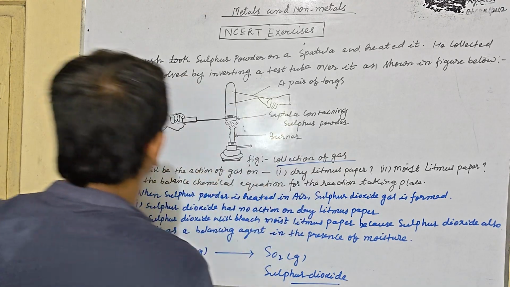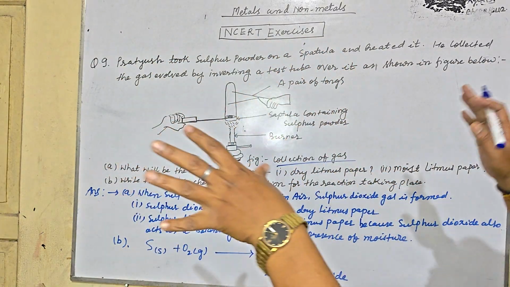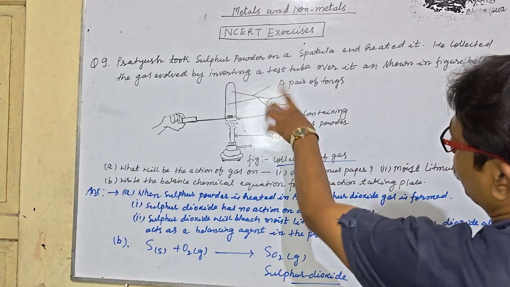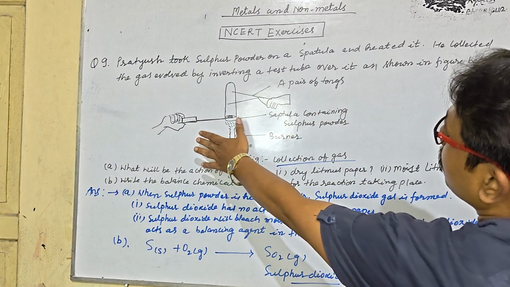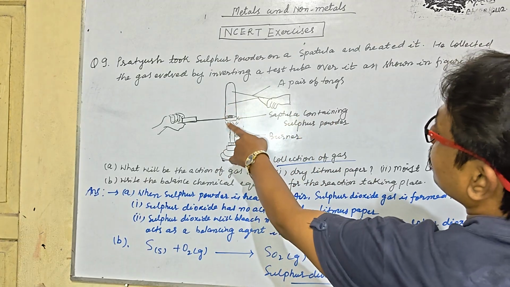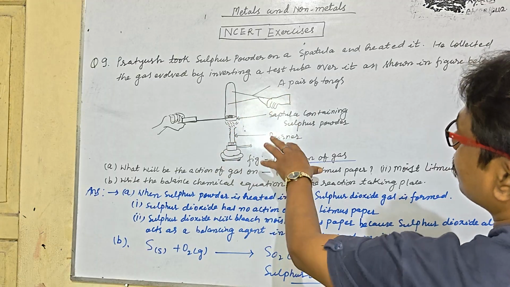So my dear student, this is all about the question. Pratyush took sulfur powder on a spatula and heated it. He collected the gas evolved by inverting a test tube over it, as shown in the figure below. There is a pair of tongs holding a test tube, and there is a spatula containing sulfur powder. This is the sulfur powder and this is the spatula. This is the burner.